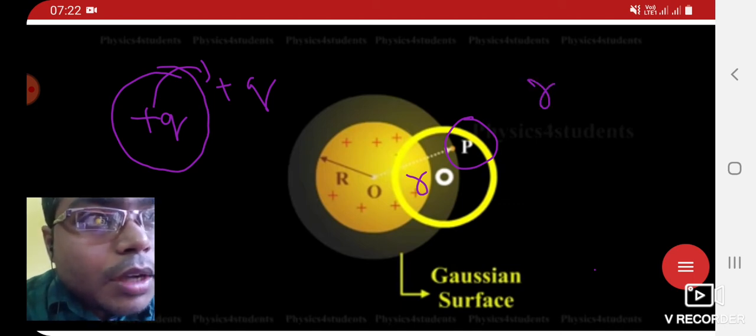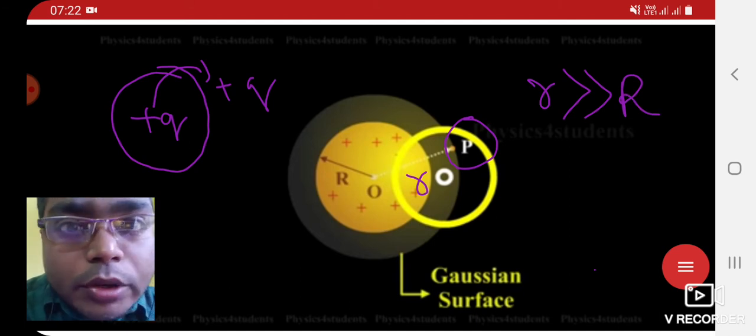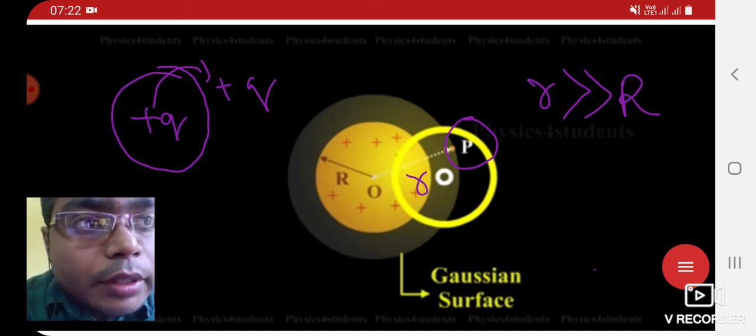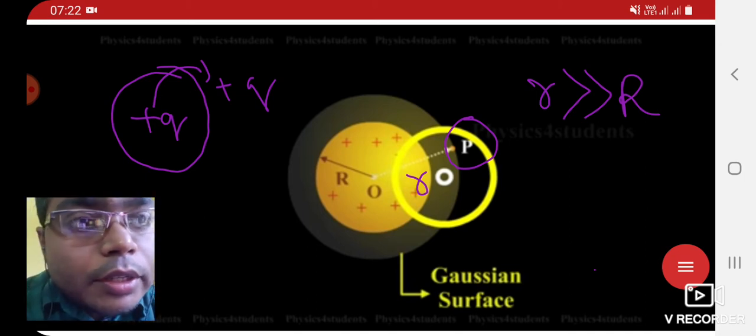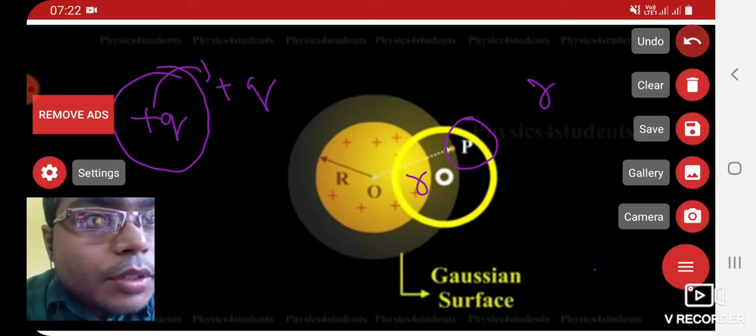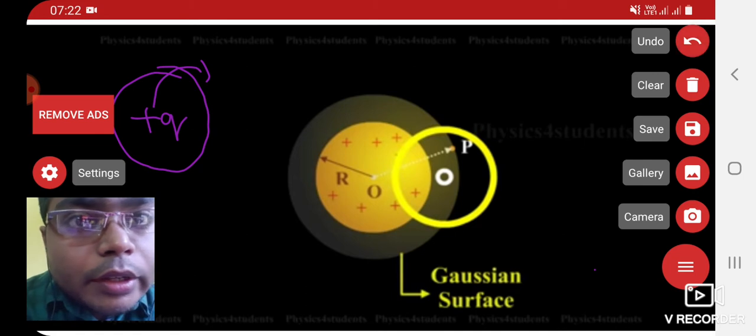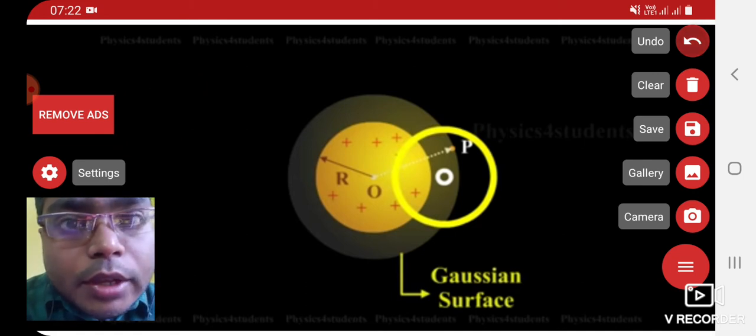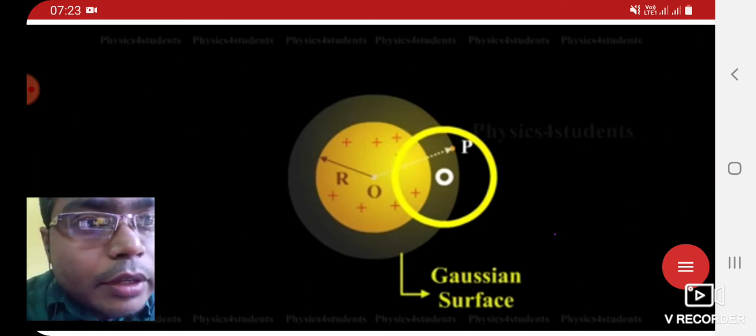So we can say that small r is very much greater than capital R, right? So we are going to calculate the electric flux at the point P. And here you can see the Gaussian surface. The Gaussian surface will also be spherical in shape, right? So first we have to consider a very small elemental area.